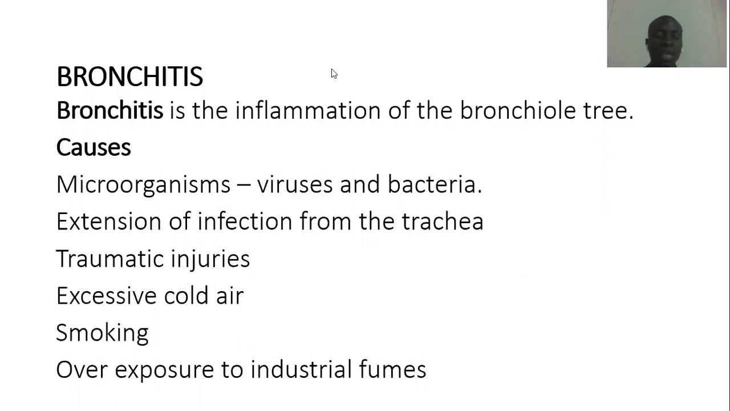The other cause of bronchitis is smoking. Smoking, whether tobacco or weed, you can end up having bronchitis. So bronchitis is also caused by smoking.